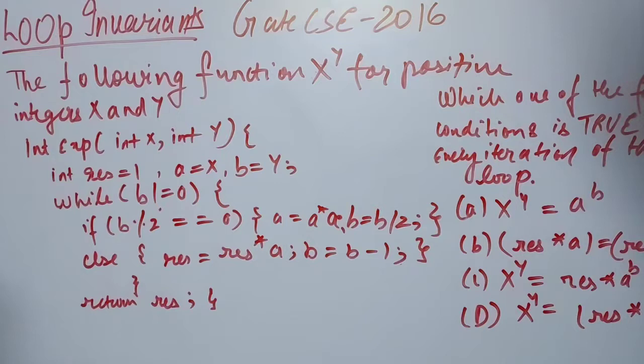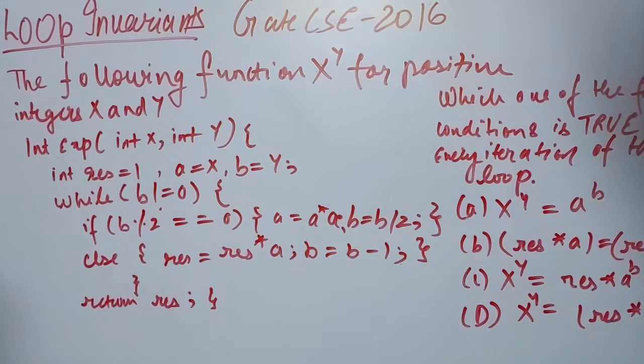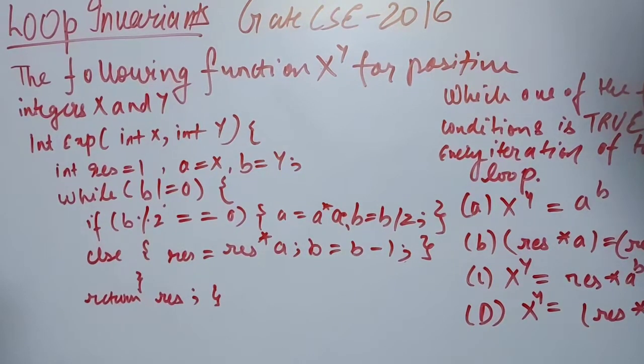The following function computes x to the power y for positive integers x and y. We have two positive integers x and y, and they have given us a function, int expression, which takes two arguments x and y, and it's computing x to the power y.